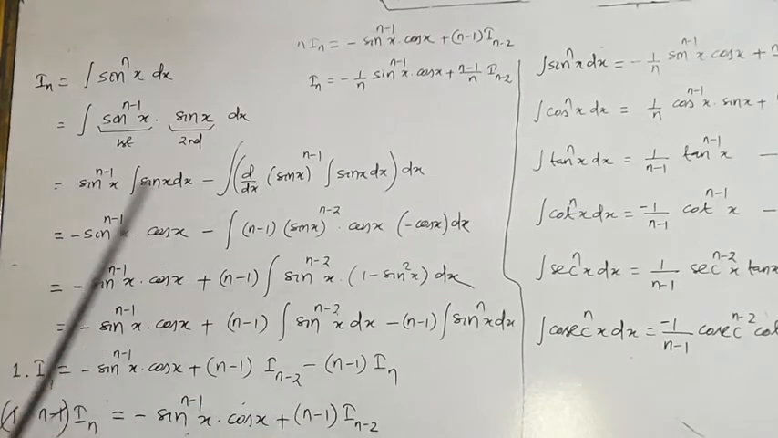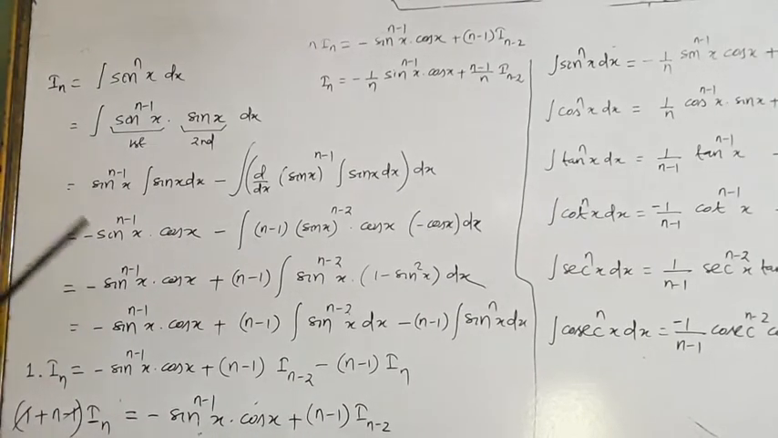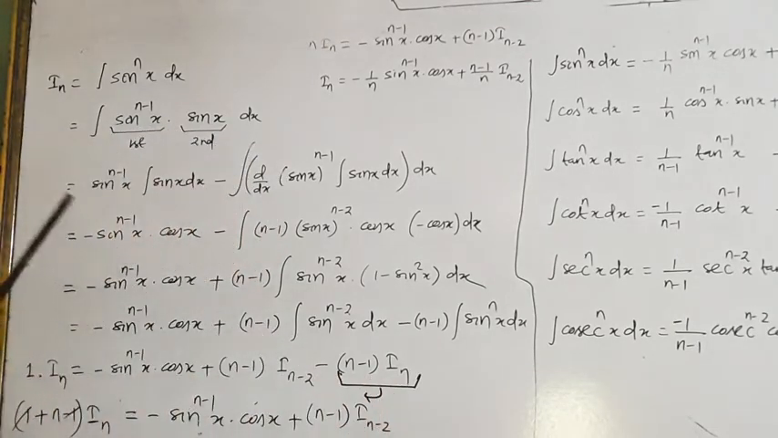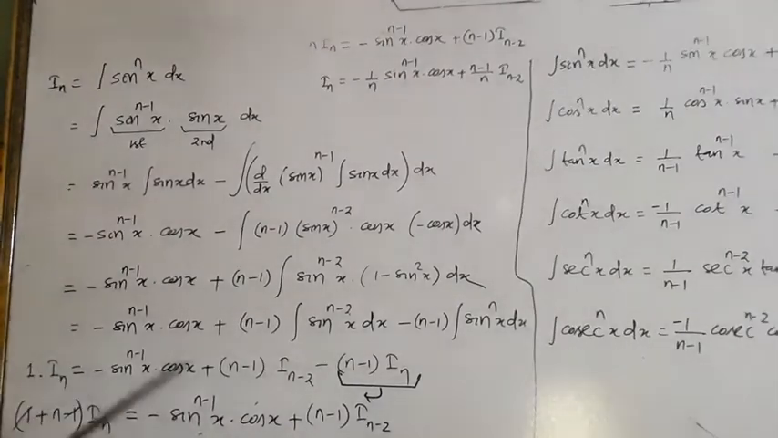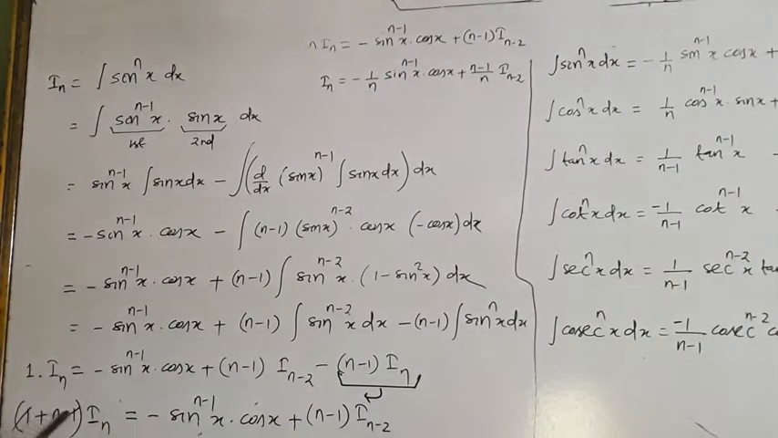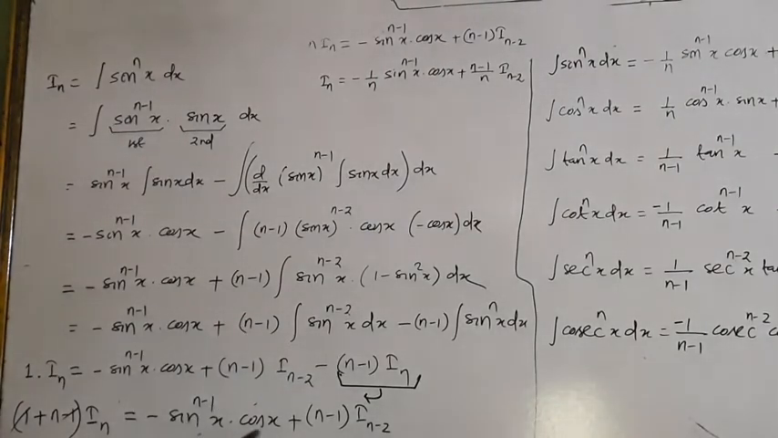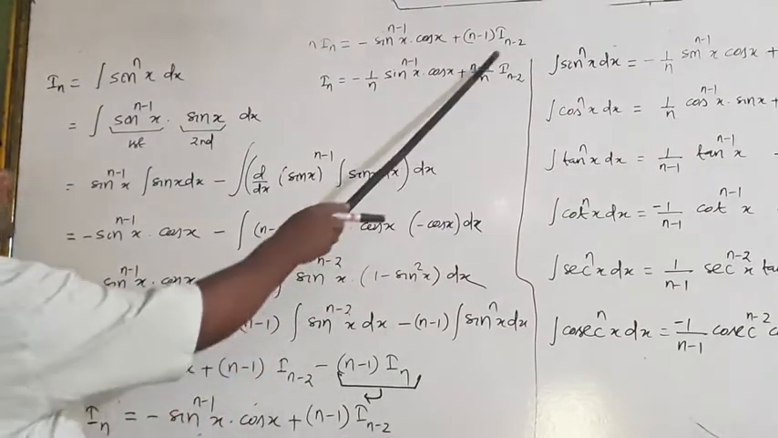Coming to this side, it becomes what? 1 plus n minus 1 I n is equal to minus sin power n minus 1 x cos x plus n minus 1 I n minus 2. Okay. Now it is 1, it is n minus 1. 1 plus n minus 1, they cancel, it becomes n I n. N I n is equal to minus sin power n minus 1 x cos x plus n minus 1 I n minus 2.